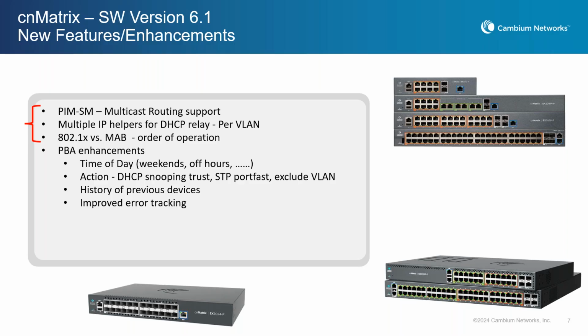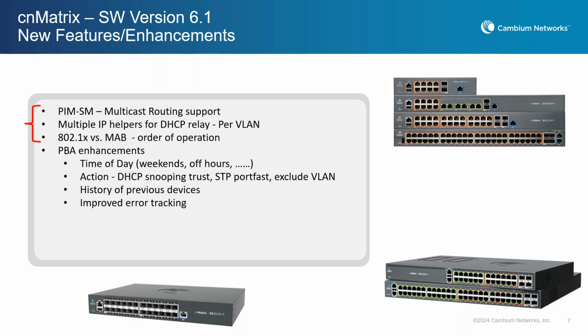We've increased the number of actions that we support with PBA. We have a long list of actions that you can put into your policies already, but we've added things like DHCP Snoop Trust. We've added STP Port Fast, and a pretty big one here is excluding previously statically defined VLANs. Currently with PBA, if the policy creates a new VLAN for you, that's in addition to the statically created VLANs that are already in place. However, now you can select an option that excludes those statically created VLANs. It's a big advantage for some.